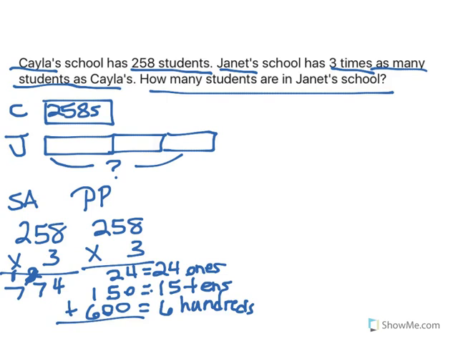4 plus 0 plus 0 is 4. 20 plus 50 is 70. And then 100 plus 600 is 700. So I get 774. Then I'm going to do area model.